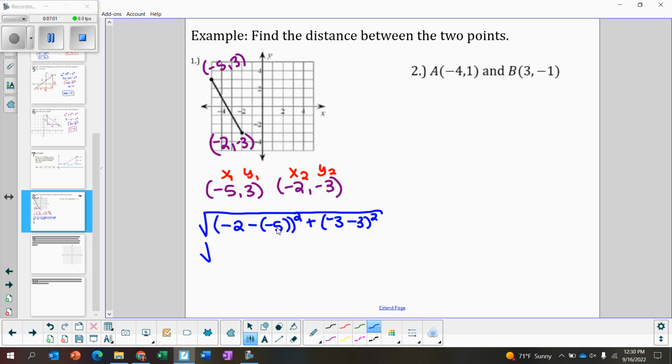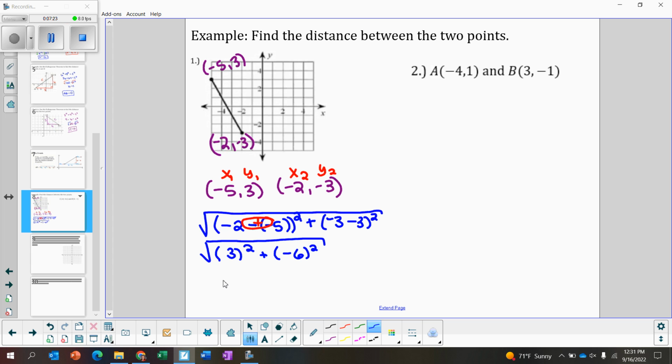So minus a negative is like changing into a plus, right? That's a plus sign. So we really have -2 plus 5, which is 3. And then -3 minus 3 is really a -6. So we have to be careful here.